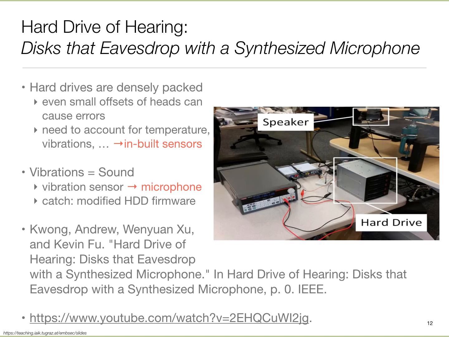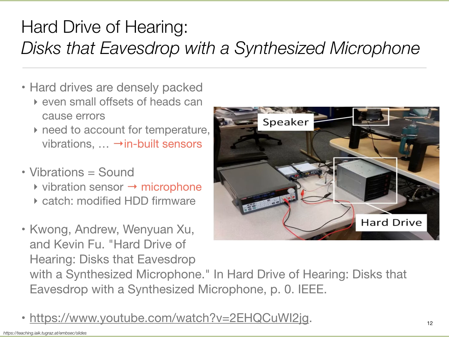Other examples. This is a more recent paper. What they make use of is the following: modern hard drives, the spinning disk variety, not SSDs, basically spin at a very high rate, and the disks have bits packed very closely together. Long story short, they're super sensitive to vibrations. So they're designed very carefully to combat these vibration-induced errors and stuff like that.